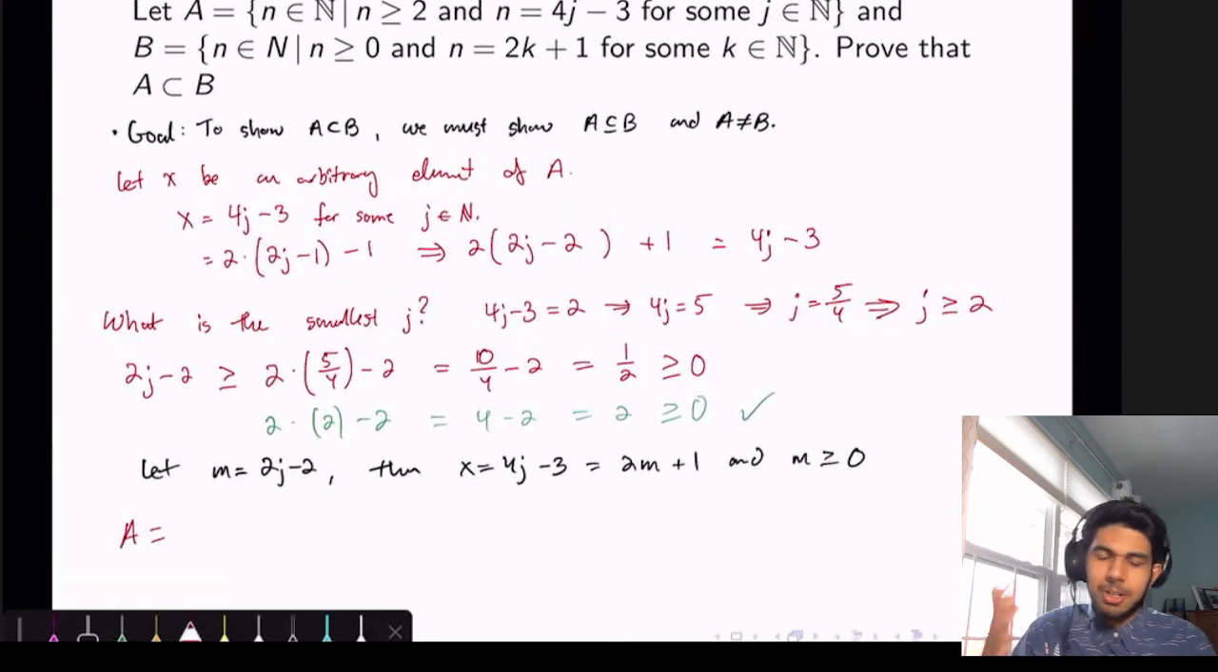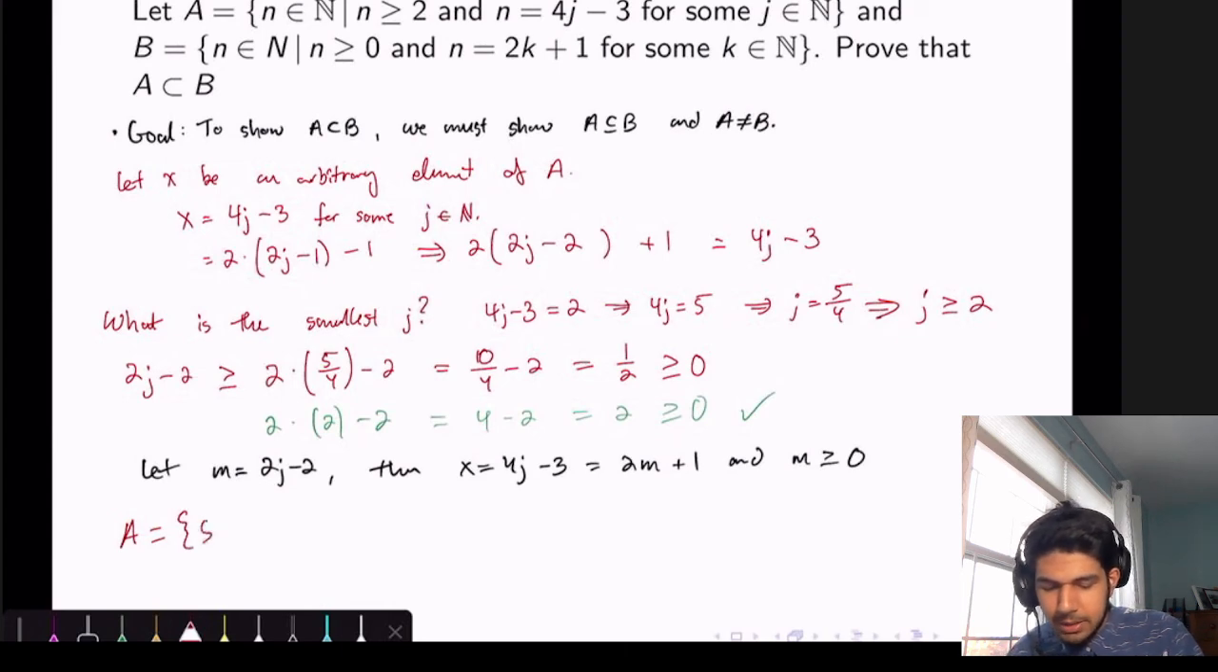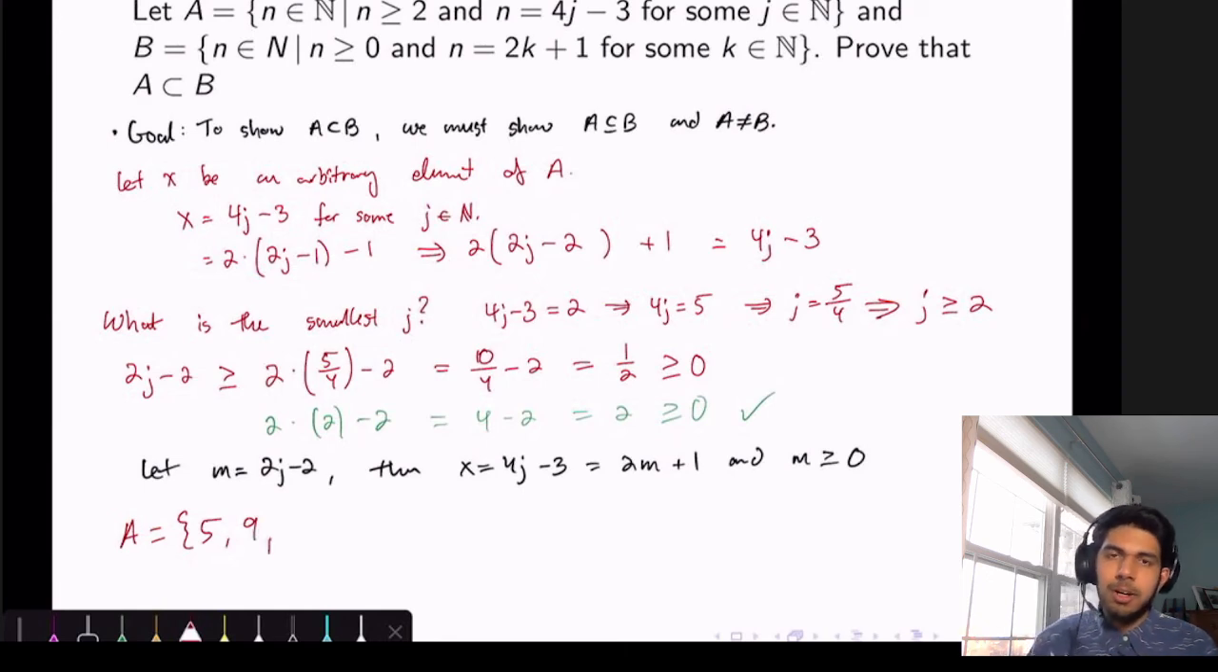If you recall, when I said j can't be 0 or 1, we just didn't include those elements in the set. But when j equals 2, we get n equals 5. So that's included within our set. Let's do another one. j equals 3. We get 4 times 3 is 12, minus 3 is 9. And one more, why not? j equals 4. 4 times 4 is 16, minus 3 is 13, and so on.